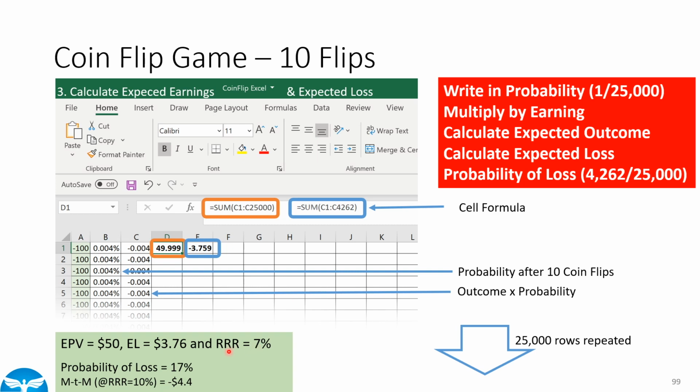mentioned in the past. The probability of loss is 17%, which you could see from the graph. But the mark-to-model value, if I use 10% as a benchmark, is still minus 4.4%. So if I think 10% is the right risk-reward ratio, it's still not a super attractive game.